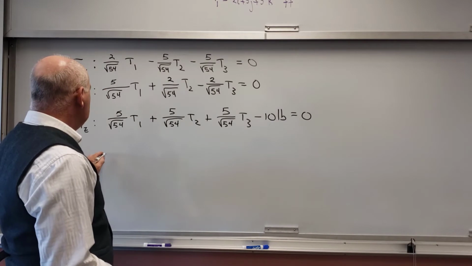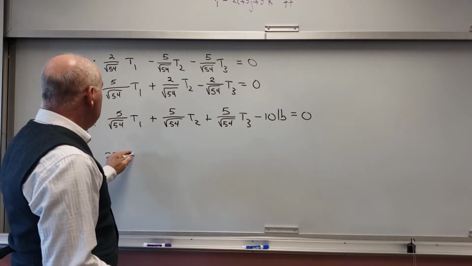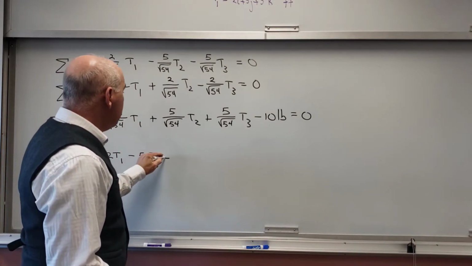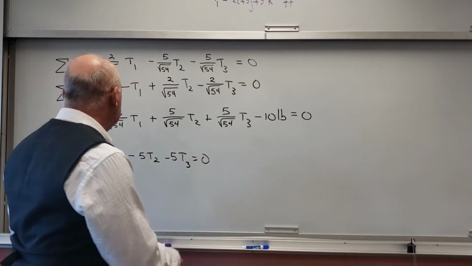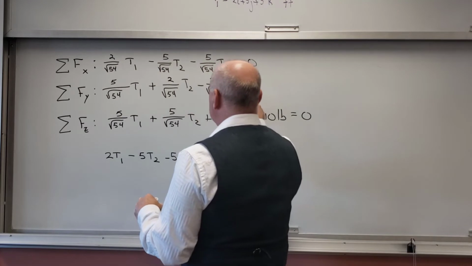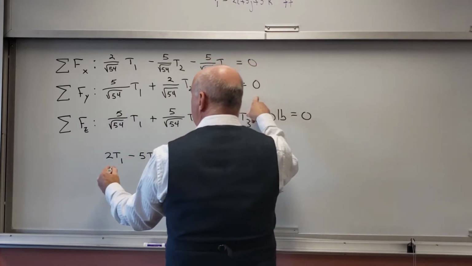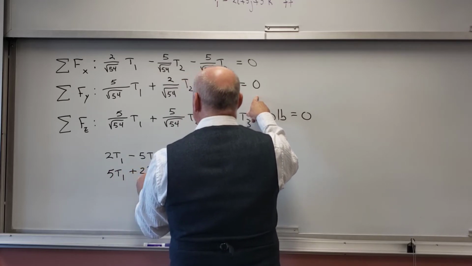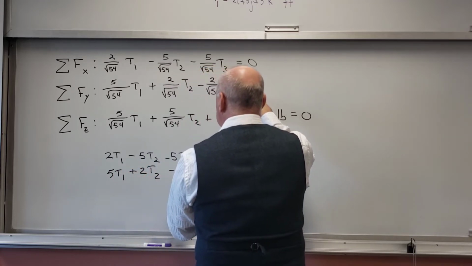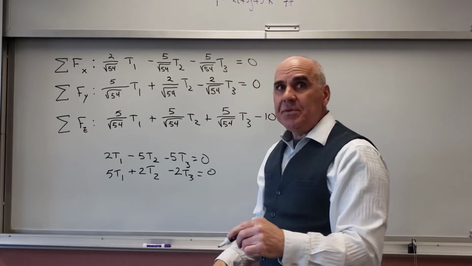And so this becomes 2T1 minus 5T2 minus 5T3 equals 0. So that one's pretty easy. And then sum of the forces in the y, again, the radical 54 is everywhere. So I get 5T1 plus 2T2 minus 2T3, and that's all equal to 0.